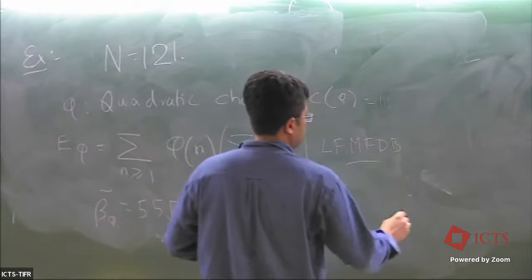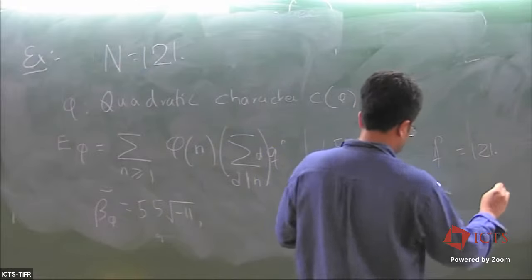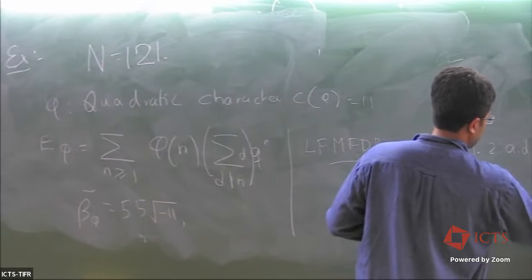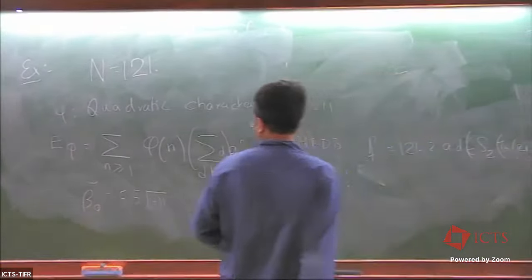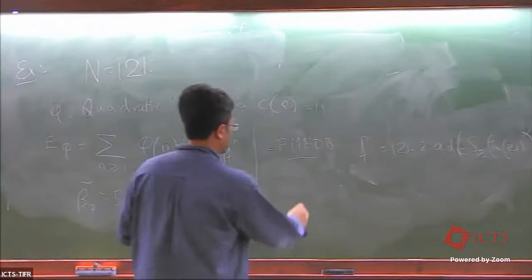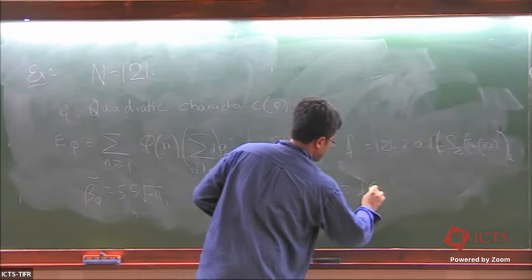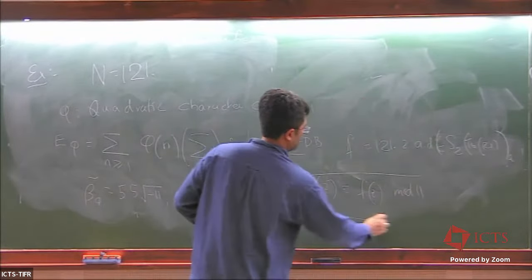So there is actually a modular form f, what is known as 121.a.d, that belongs to S2 of gamma naught of 121. And what we realize is that E phi(z) is congruent to f(z) mod 11.